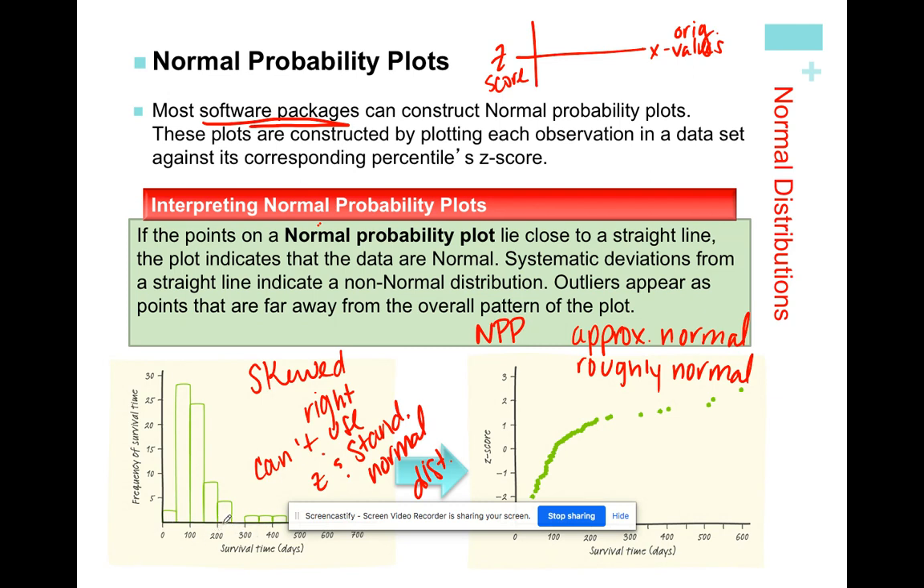But just so you can see how that looks in a normal probability plot, you've got your z-score on your y-axis, the original x values on x, and then you see that curve or that kind of leveling off on the right-hand side, which shows us that we have that right skewed distribution. So this also, if we only had the normal probability plot, would indicate the right skew and that we can't use z-scores or standard normal distribution.